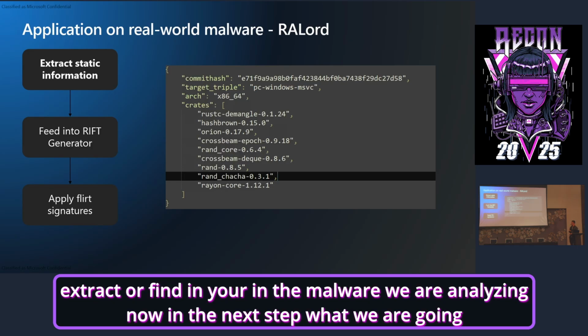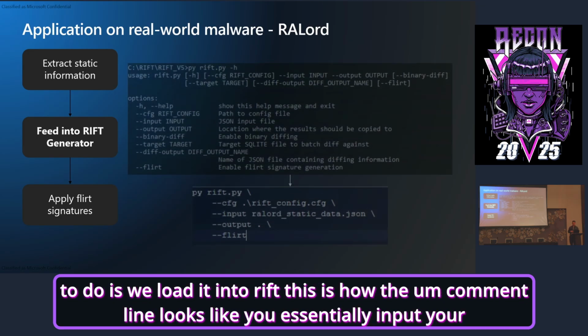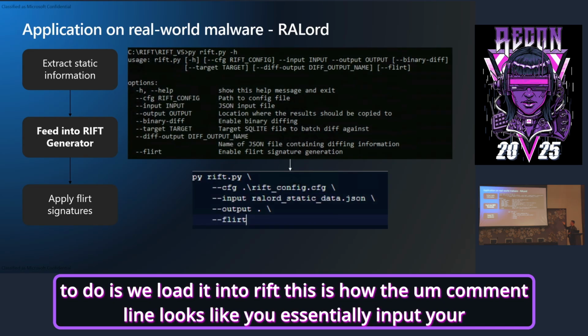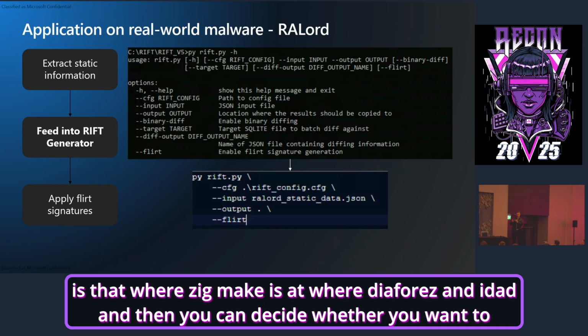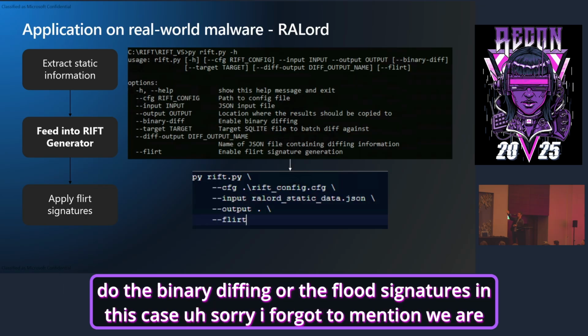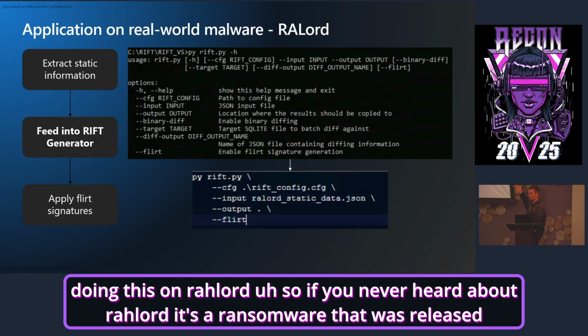Now, in the next step, we load it into Rift. This is how the command line looks. You essentially input your config path, where the config file holds the path to all those tools: where PCF is, where SigMake is, where Diaphora is, and IDAT. And then you can decide whether you want to do the binary diffing or the FLIRT signatures. In this case, sorry, I forgot to mention, we are doing this on Ralord.